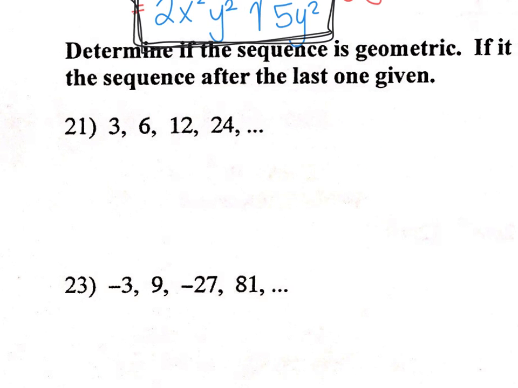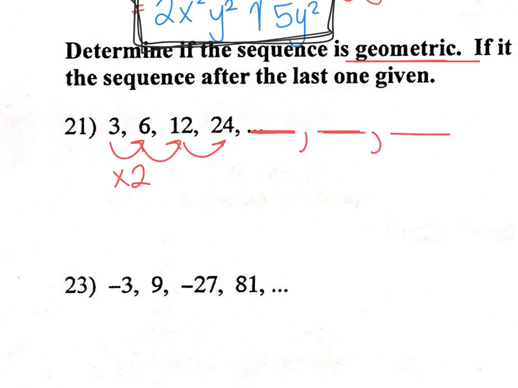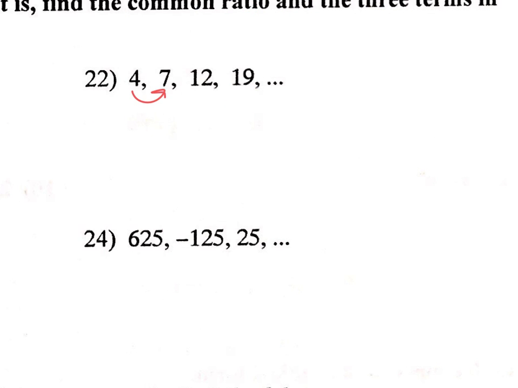All right, on this problem, geometric is a pattern of multiplication or division. So we want to find the pattern. You should notice here that the pattern is times 2. And we want to find the next 3 numbers. And when you continue that pattern, so you just multiply by 2 again and again, you should get 48, 96, and 192. On this question, there is no pattern of multiplication that gets me from 4 to 7, and 7 to 12, and 12 to 19. So this one is not geometric.